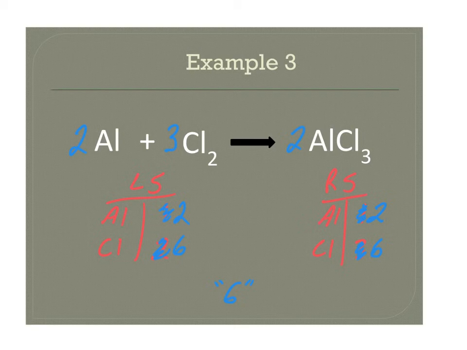As always, go back and check to make sure that each is balanced. You have the same number of atoms as the reactants, as the same number of atoms as the products. So I have 2 aluminums and I have 6 chlorines. It is now balanced.